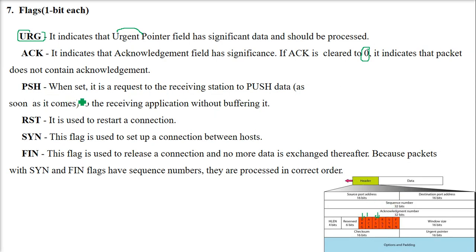Then we have PSH. This is for push. When push is set, it is a request to the receiving station to push the data as soon as it arrives to the receiving application without buffering it. Then we have RST, which is used to restart a connection. Then we have SYN, for synchronization. This flag is used to set up a connection between hosts.